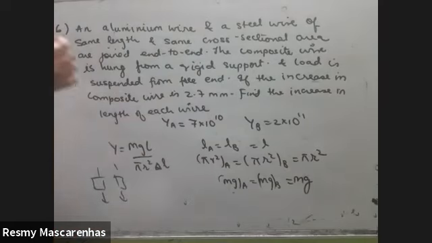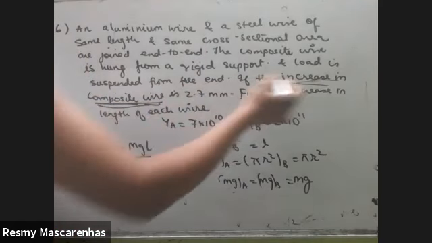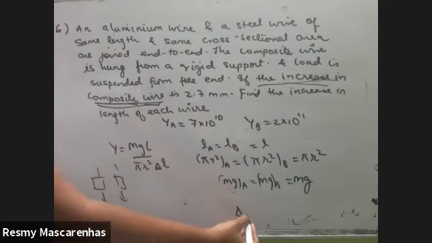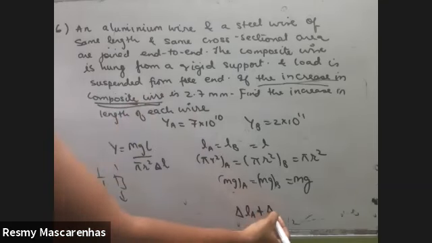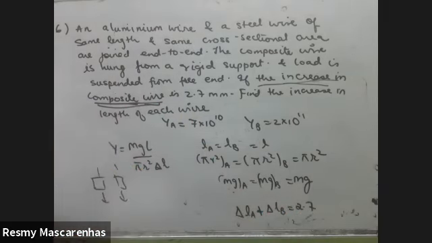Now this word composite: increase in the composite wire means the length is increasing. So increase in length. Composite means both, aluminum as well as steel, the sum of both, which is 2.7.